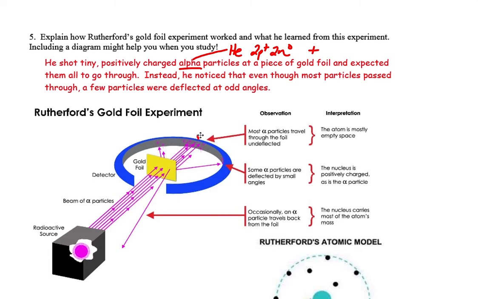He just thought they might go on different little angles over here, so he set his students up to measure the angles. And lo and behold, they realized that not all of them went straight through. Most of them did, and they concluded most of the atom's empty space because most of them go right through. But some of them get deflected on weird angles, or even right back at the source. And they said that something dense in the center of the atom must be there to cause those little particles to ricochet back. So the nucleus carries most of the atom's mass.